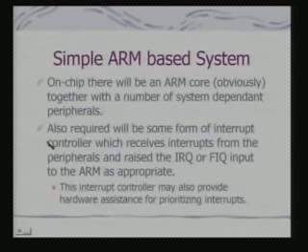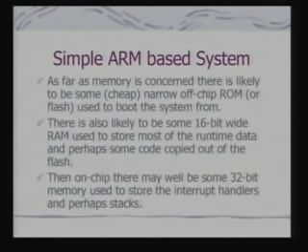So in a simple ARM based system, what should be there? On chip there will be an ARM core with a number of system dependent peripherals. Also required will be some form of interrupt controller which receives interrupts from the peripherals and raises IRQ and FIQ input to the ARM as appropriate. An interrupt controller may also provide hardware assistance for prioritizing the interrupts, so it becomes a part of the hardware.